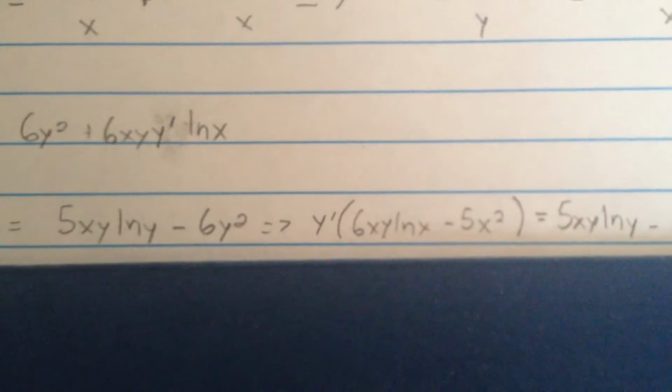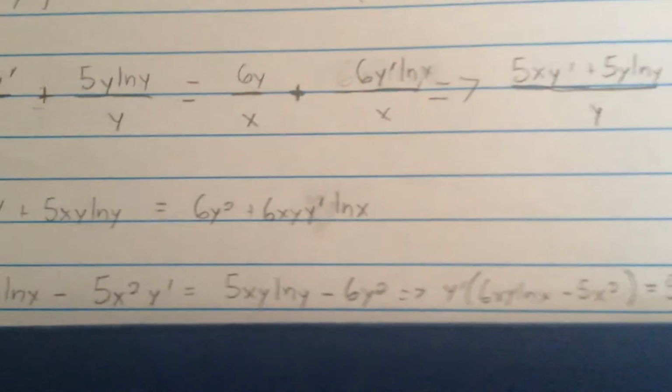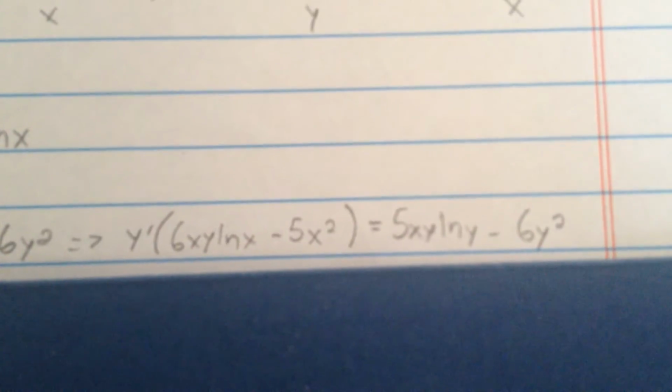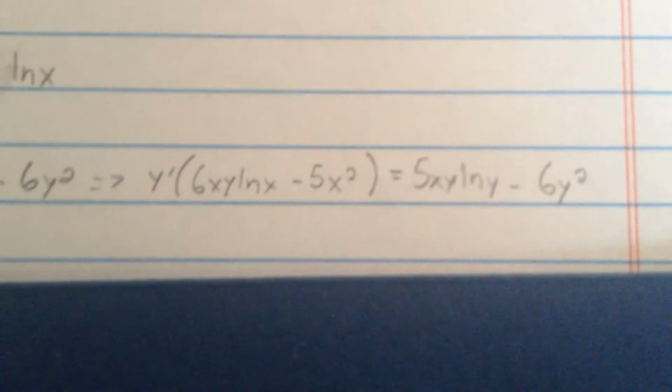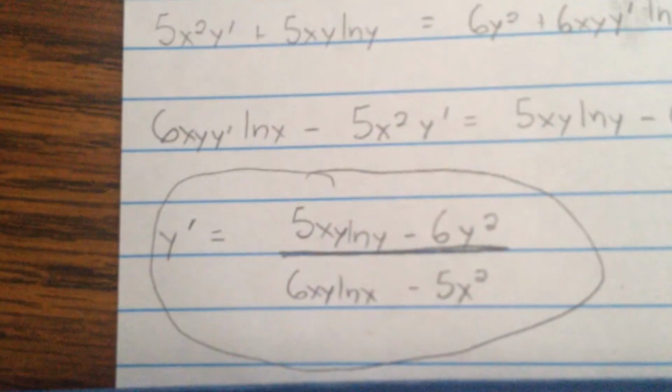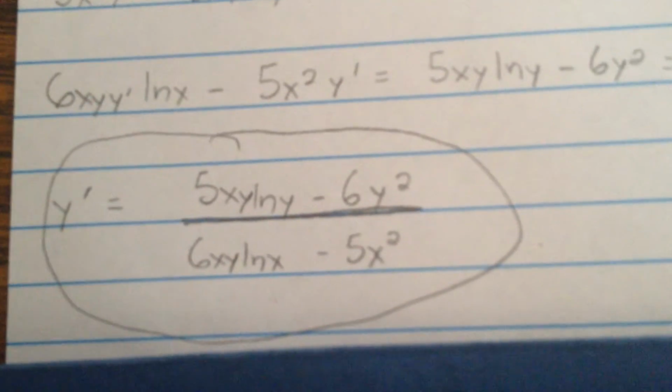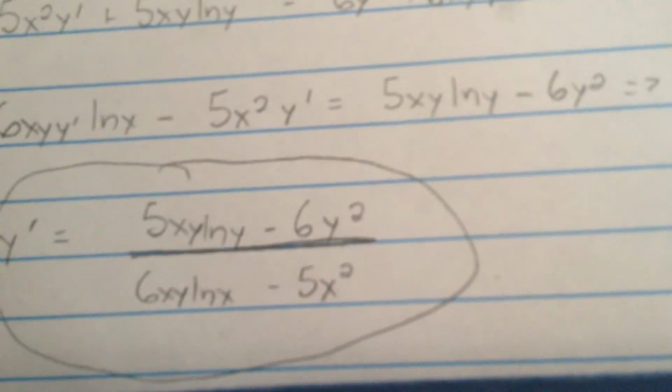That's a mouthful. Now we are going to get all the y prime terms on one side of the equation, all the non-y prime terms on the other. We're going to factor out the y prime, and in the end we can just divide away that hunk of mess from y prime, and you end up with y prime, or the derivative of the function, is equal to 5xy ln of y minus 6y squared all over 6xy ln of x minus 5x squared.